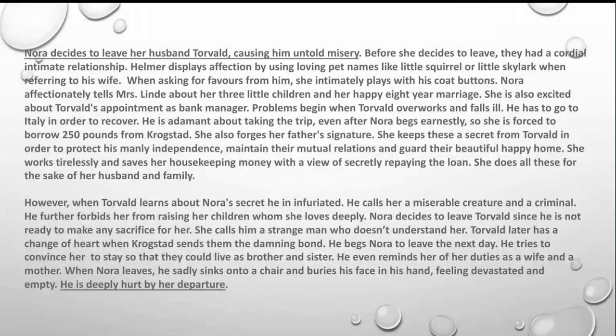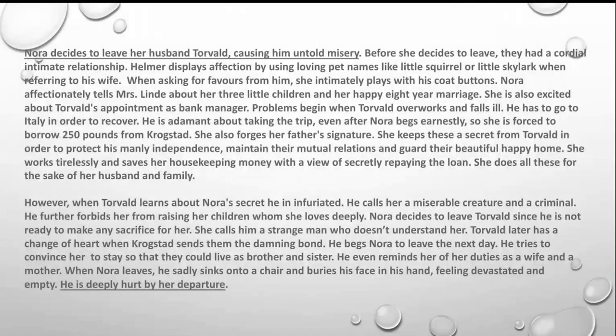She keeps this a secret from Torvald in order to protect his manly independence, maintain their mutual relationship, and guard their beautiful, happy home. She works tirelessly and saves her housekeeping money with a view of secretly repaying the loan. She does all this for the sake of her husband and family.